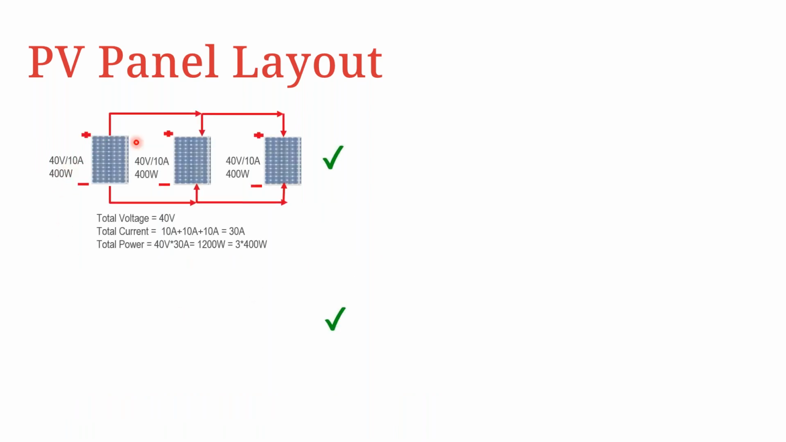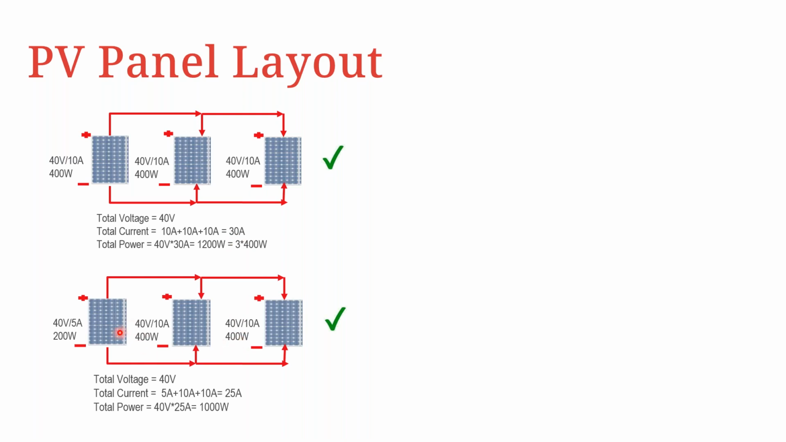So here, for example, we've got again 3 modules of 400 watts. Your total voltage is 40 volts. So it's 10 amps plus 10 amps plus 10 amps, which gives us a total of 30 amps available. This therefore means that your total power is 40 volts by 30 amps, which equates to 1,200 watts, which again is 400, 400, 400.